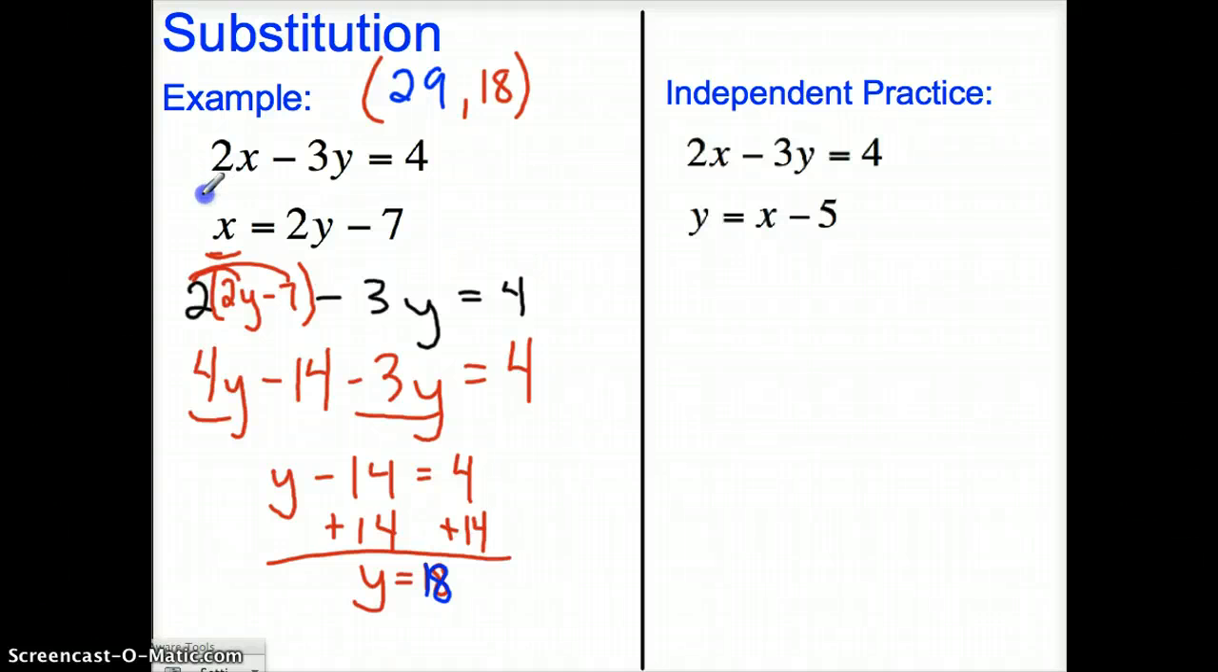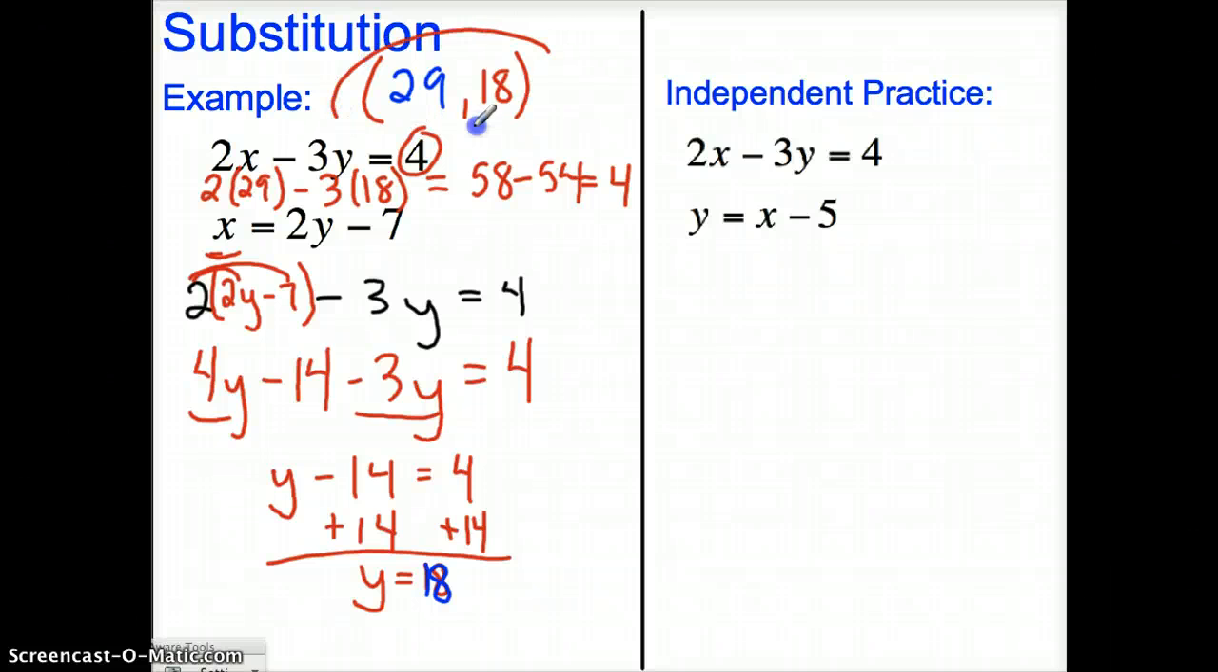I'm going to plug in 29 for x, and I'm going to plug in 18 for y. And I'm going to make sure that when I do this math, I get 4 like I'm supposed to. So 2 times 29 will give me 58. 3 times 18 gives me 54, which does, in fact, equal 4, just like it's supposed to. So 29, 18 is a point that both these equations have in common. Therefore, it's a solution to the system.